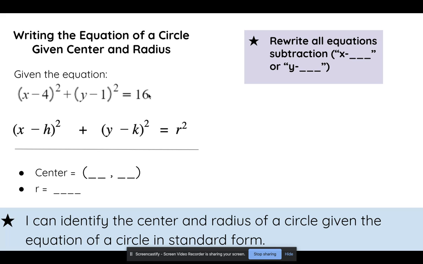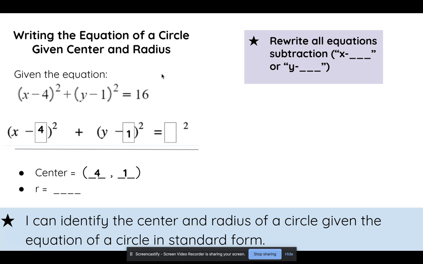So I always like to look at my equation, again, thinking of it as just like empty spaces to fill. So I have x minus 4. I am subtracting a positive 4 from x, so the center is 4 from my x component. From y, I'm subtracting 1. So I'm subtracting positive 1, so the y piece of my center is 1.